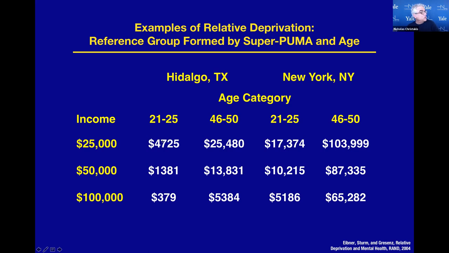So in Hidalgo, if you're a college grad and you earn 25 grand, you're not relatively deprived very much, just 47.25. And here you have to earn 100 grand in New York before you have the same relative deprivation. You can do about as much with 25 grand in Hidalgo as 100 grand in New York in terms of your capabilities. This is translating the absolute amount of money, 25 grand or 100 grand, into a standing of what you can do with that money given what's happening around you, given where you are in the hierarchy.